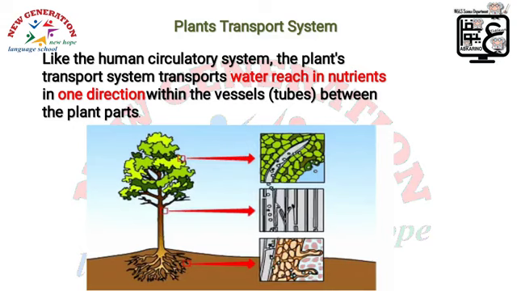Plant transport system. Like the human circulatory system, the plant transport system transports water rich in nutrients in one direction within the vessels or tubes between the plant parts. From here to here.